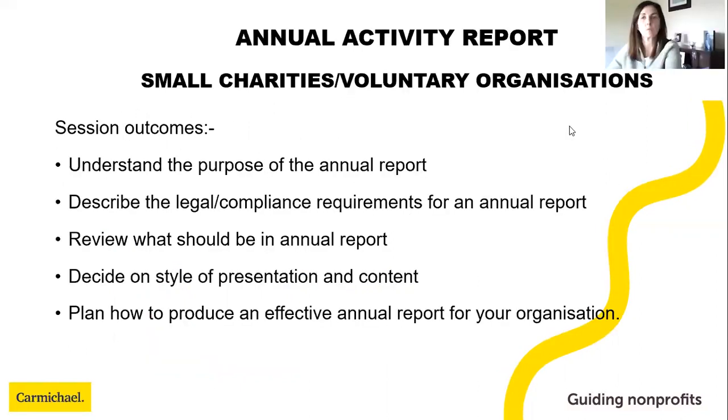The session outcomes. What are we trying to achieve here? First of all, understand the purpose of an annual report. Describe the legal compliance requirements for an annual report, and review what should be in it. What really should it contain? Decide on the style of presentation and content. The style will possibly be molded and shaped by your good selves. And then plan how to produce an effective annual report for your organization. So hopefully you'll get some good ideas and hints by the time this presentation is completed.